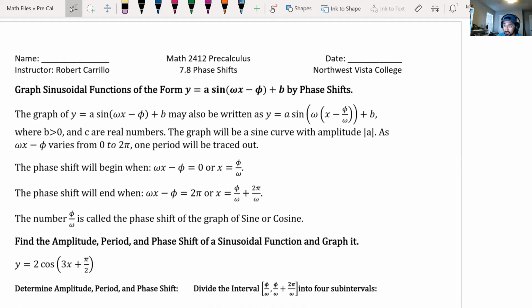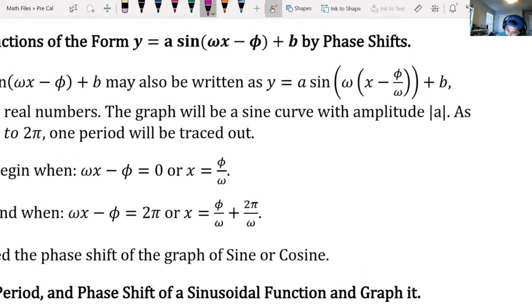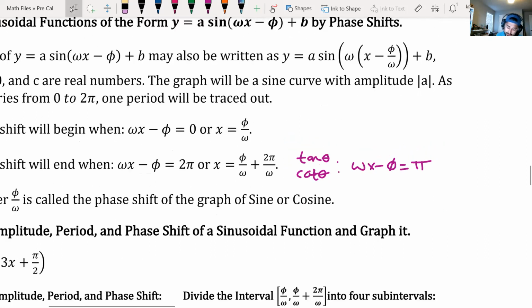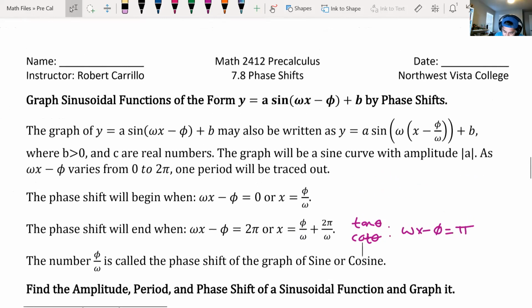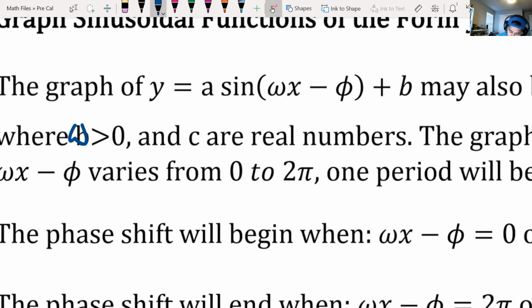Now, if this was for tangent or cotangent, you would set them equal to what? 0 and pi. There you go. So for tangent and cotangent, the beginning shift's the same. For the end shift, you would take omega x minus phi and set it equal just to pi, because that's the period of tangent and cotangent. Okay, in case you ran across those. The number phi over omega is called the phase shift. Okay, cool. Let me change these real fast. That should be omega, and that should be phi. There we go.